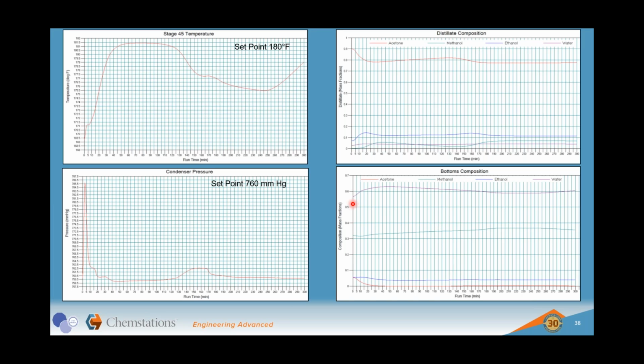And this is the situation. So we're trying to control the set point at 180, which it did well initially. Then we hit it with a change, which it couldn't handle. Then it was starting to bring it back here. This is the set point of the pressure controller, and it was controlling at 760, and that was doing quite a good job there. This is bottoms composition, and this is distillate composition.